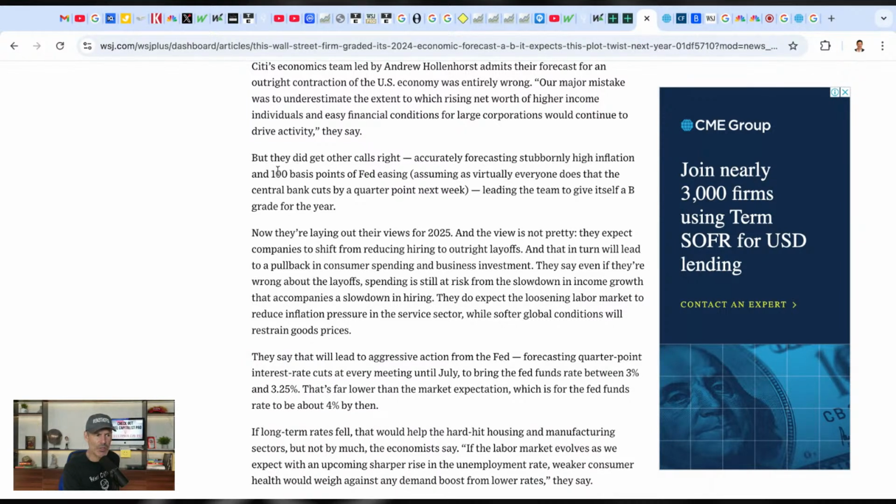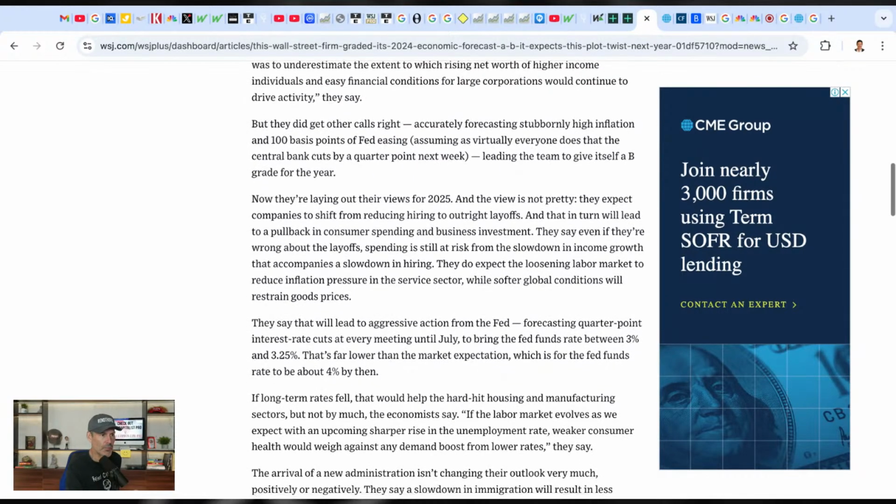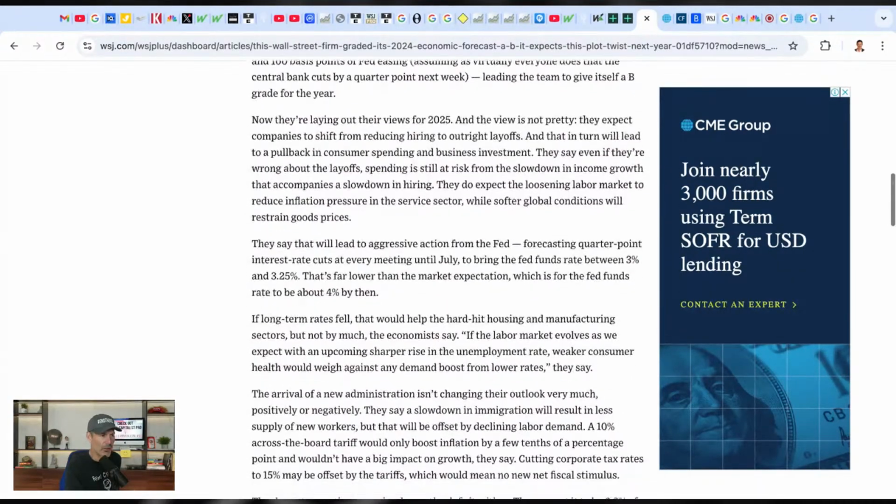Why would you assume the Fed would cut by 100, other than if you thought we would have short-term inflation, and then while the economic data was weakening, that would drive the Fed to cut by 100, when all else being equal, you would assume that they wouldn't cut at all if inflation was stubbornly high. So that led the team to give itself a B.